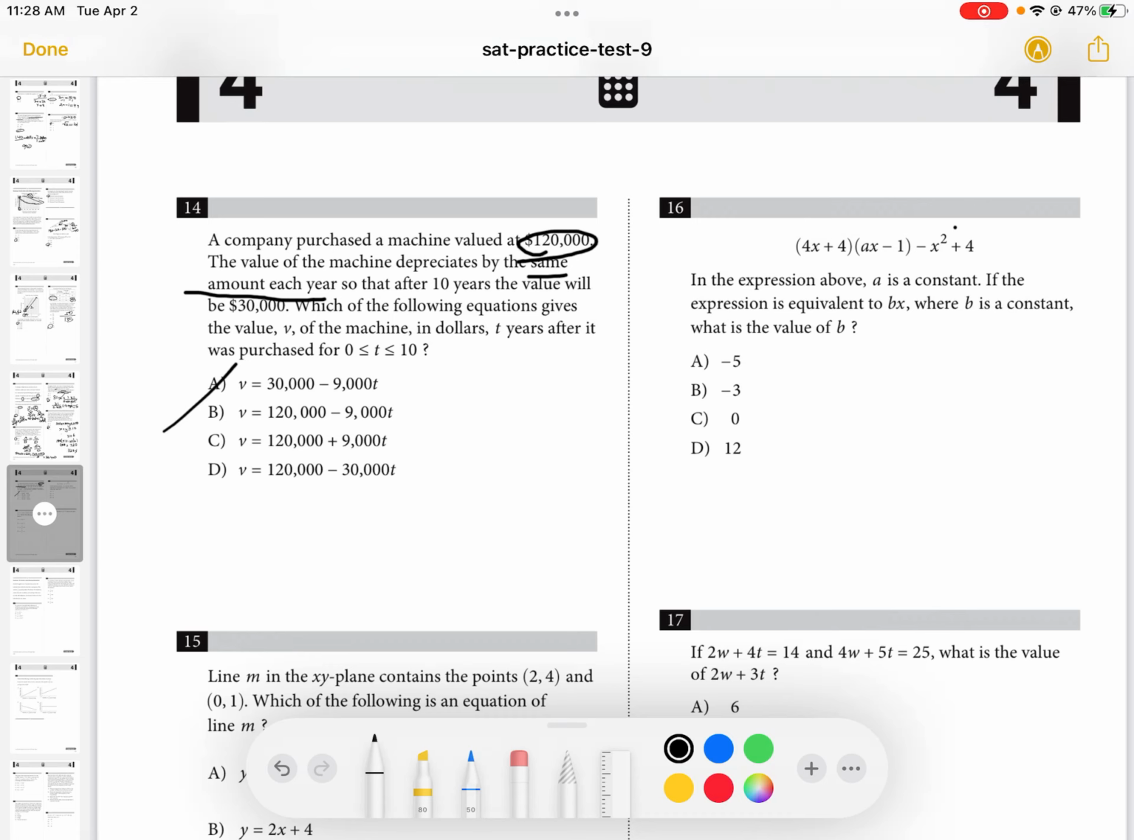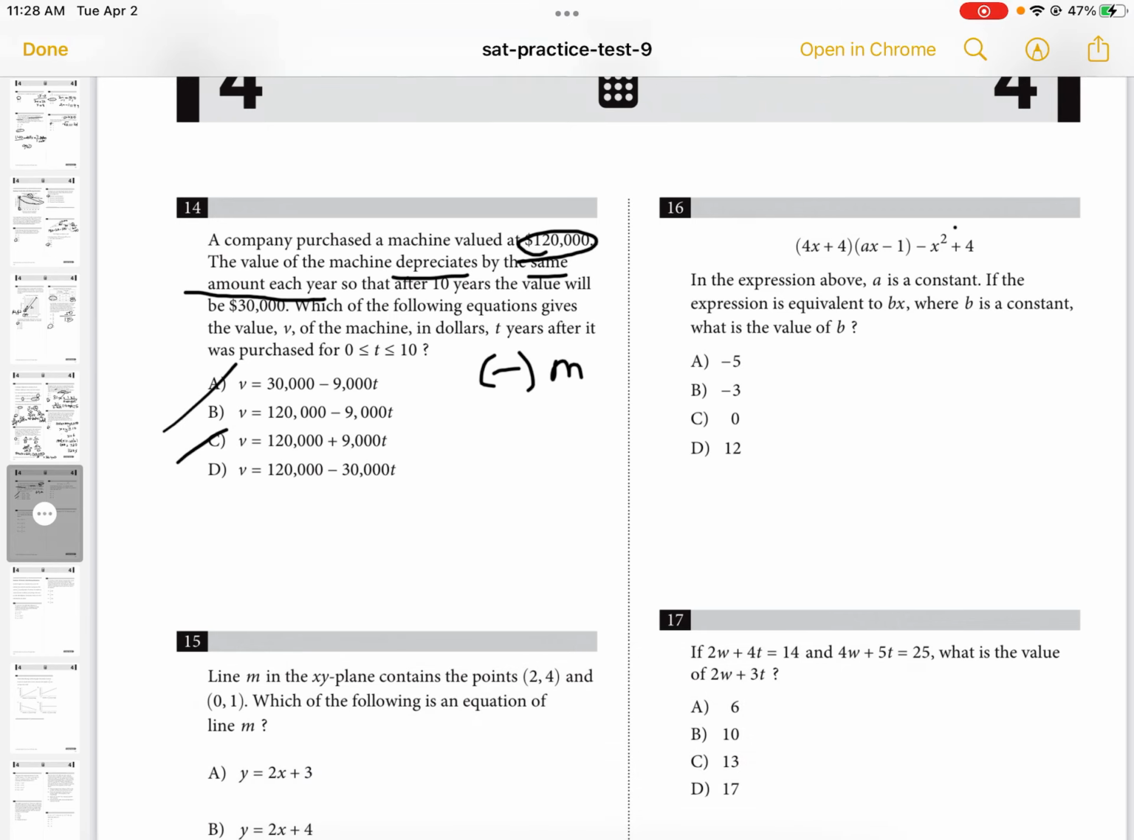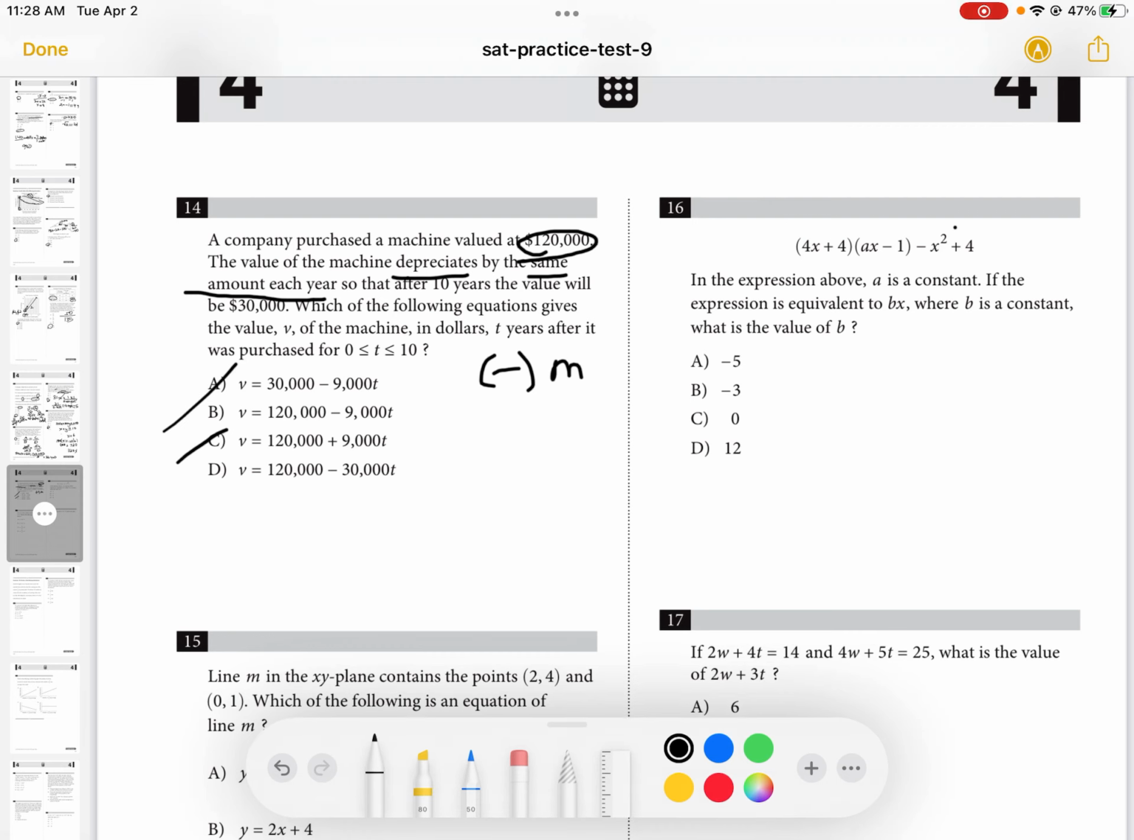And we also know that the car depreciates, so our slope will be negative. So we have a negative m value when you put it in slope-intercept form, a negative slope. So with that, we can eliminate answer choice C. Now we just need to find out what the slope is. So we have 2 points. When the time in years past is 0, our point is 120,000. That's our y-intercept. And when 10 years pass, the car value is 30,000.